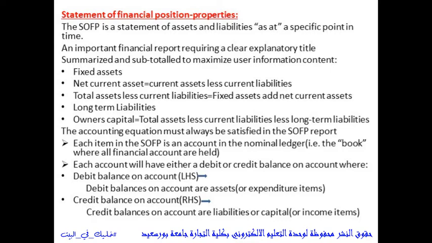Each item in the Statement of Financial Position is an account in the nominal ledger, which is the book where all financial accounts are held. Each account will have either a debit or credit balance on account. Number 1, debit balances on account or LHS. Debit balances on account are assets or expenditure items. Number 2, credit balance on account or RHS. Credit balances on account are liabilities or capital or income items.